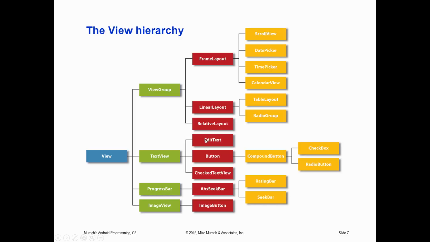And then we've got text view, which is everything that's in here, progress bar, which is all in here, and image view, which is right here. So the text view class is the superclass for widgets that display text, things like buttons and edit text. Okay?